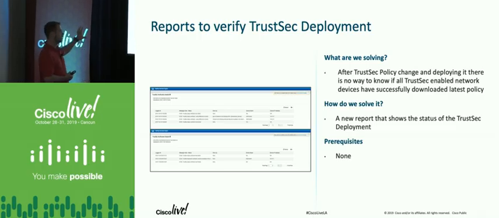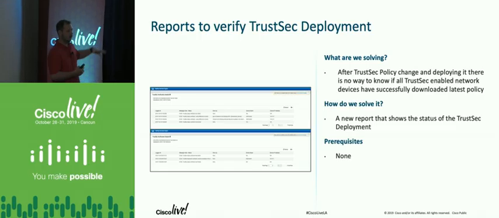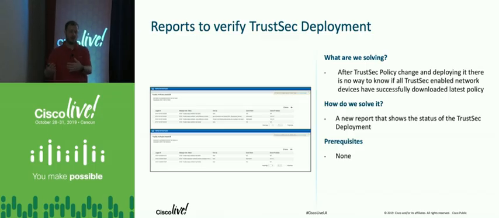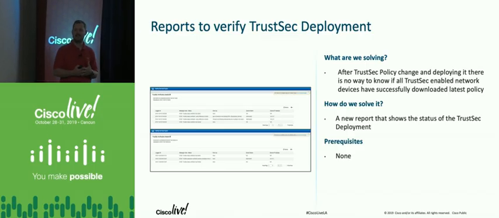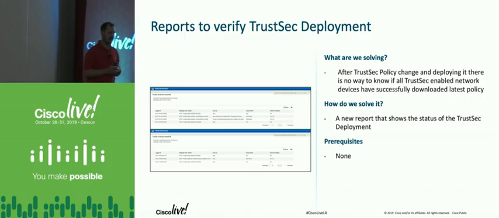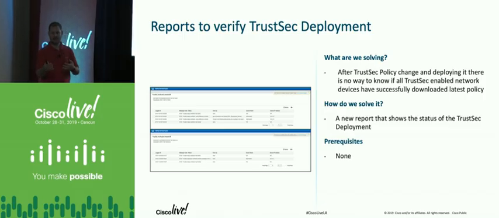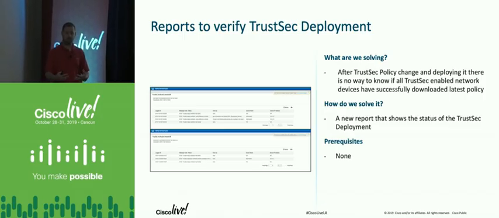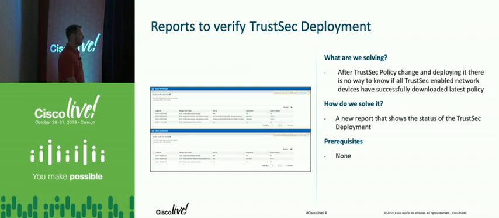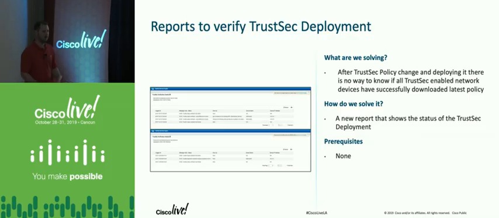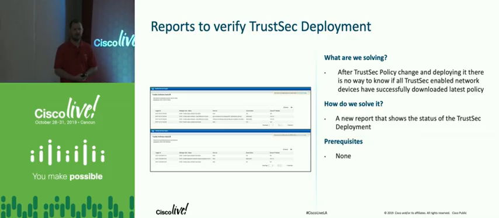This feature actually allows us to report on every switch or router or device that's downloading that TrustSec matrix for segmentation and verify that it has the latest version. So I'm not having to worry about, hey, did half of my network not get this latest policy and I'm missing packets? This was a pretty big feature for a lot of our larger segmentation customers.